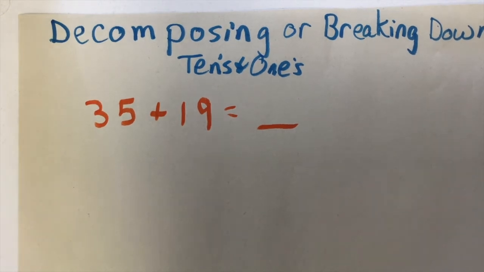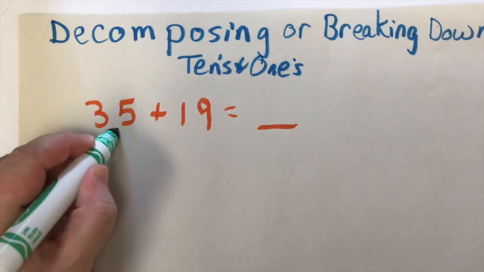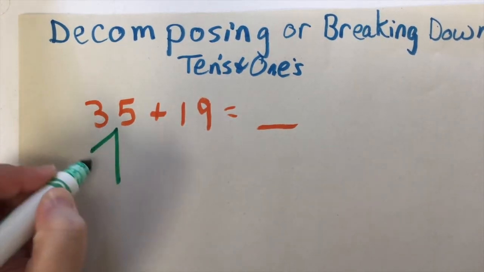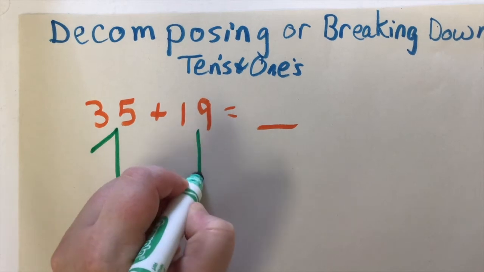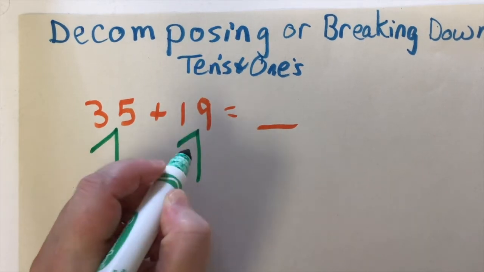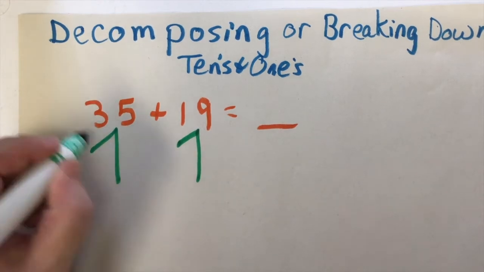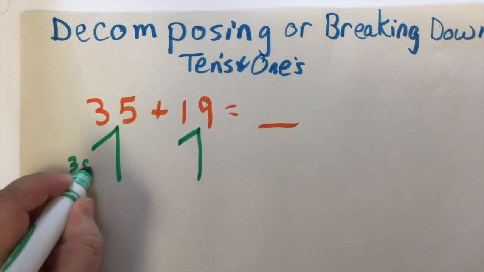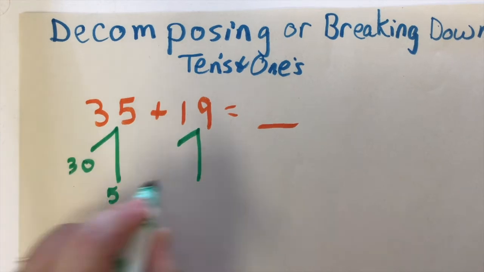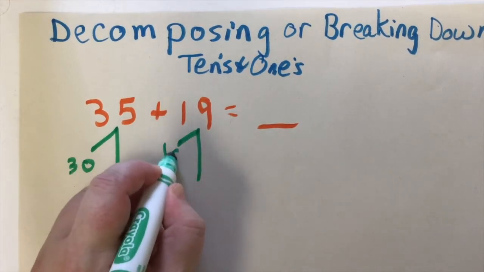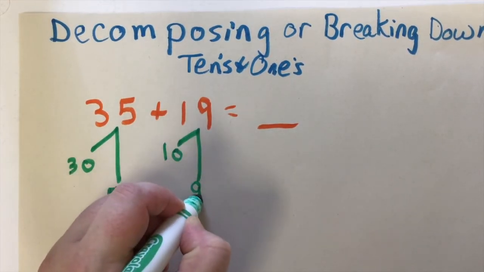So what I do next is I break down the 10s and the 1s. I make 2 lines. These look like 7s. Don't worry though. Now, when we have 35, what we really have here is 30 and 5. And 19, we really have 10 and 9.